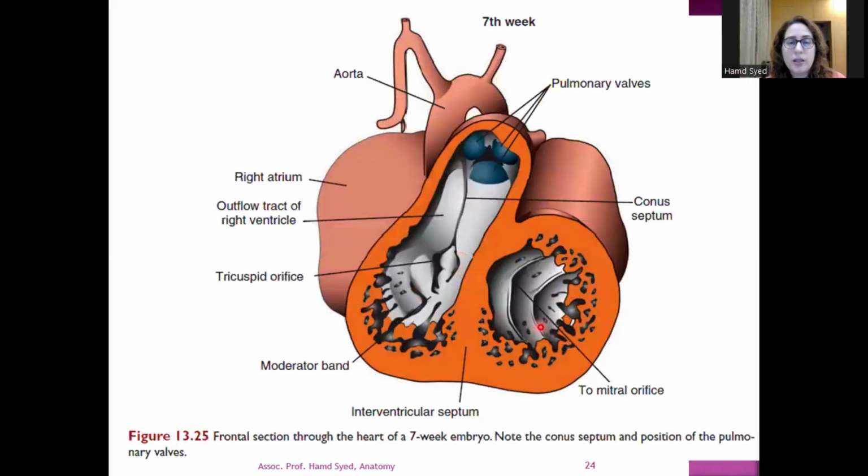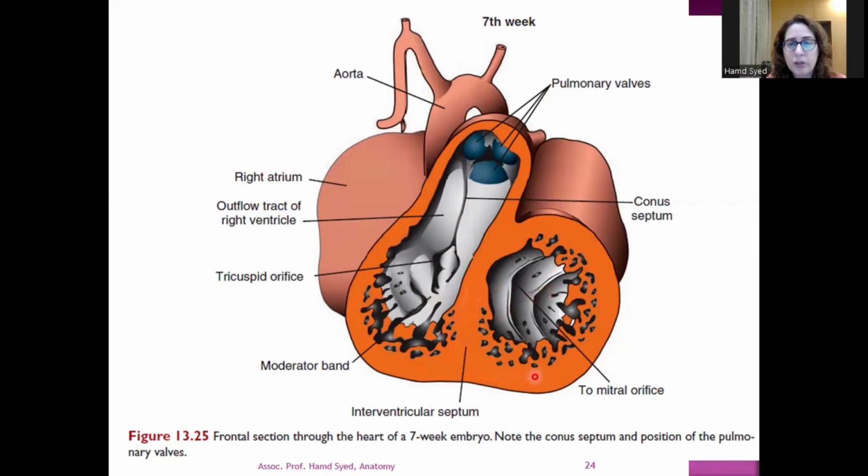If you look at the next stage, that is a 7-week embryo. This is a frontal section through the heart. Then we can see that over here in the conus region, the swellings have fused and they have formed the conus septum, and that is in continuity with the truncal septum. And over here also we can see that now we have the right and left ventricle. They have their separate openings into the atria.